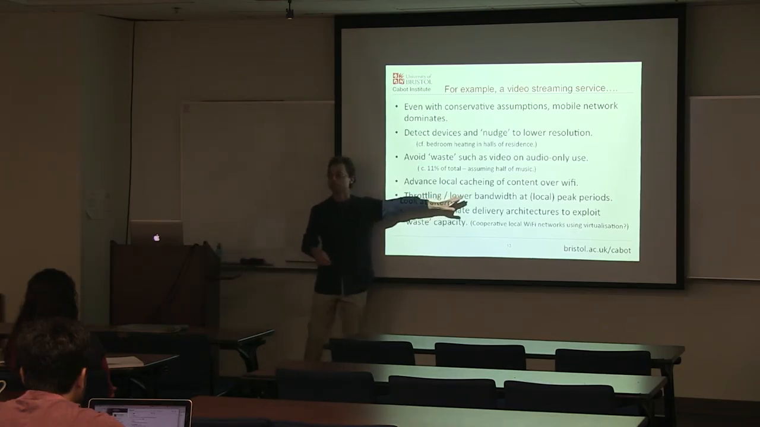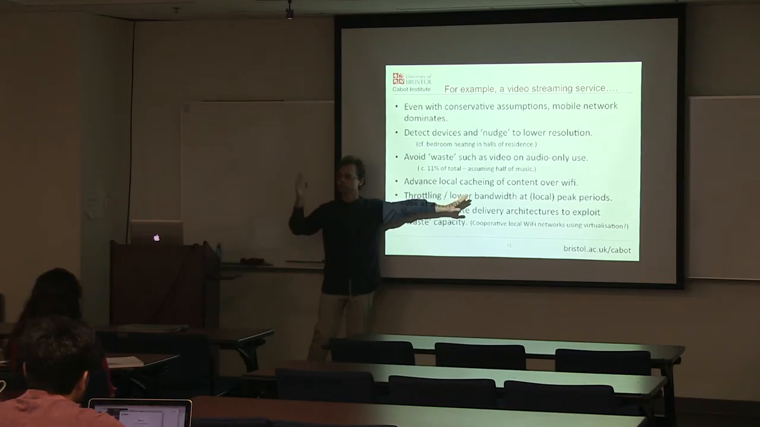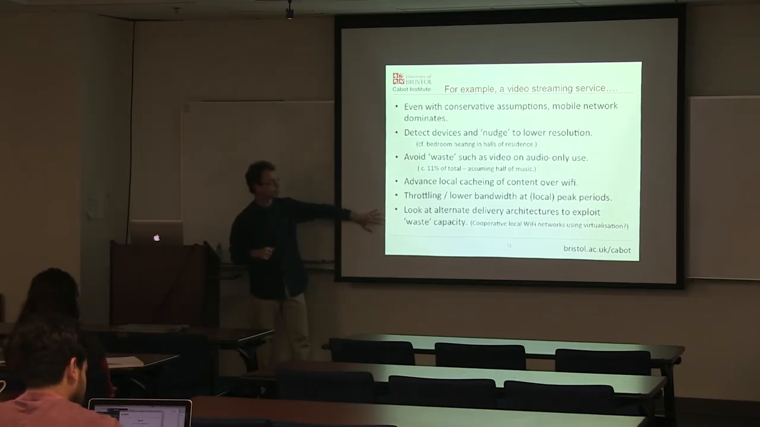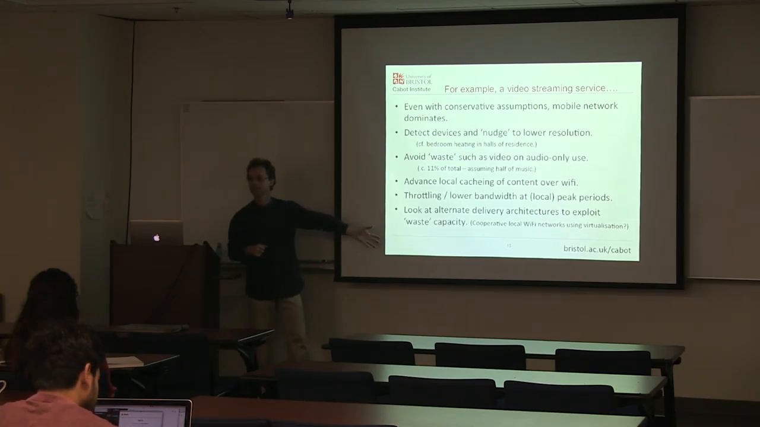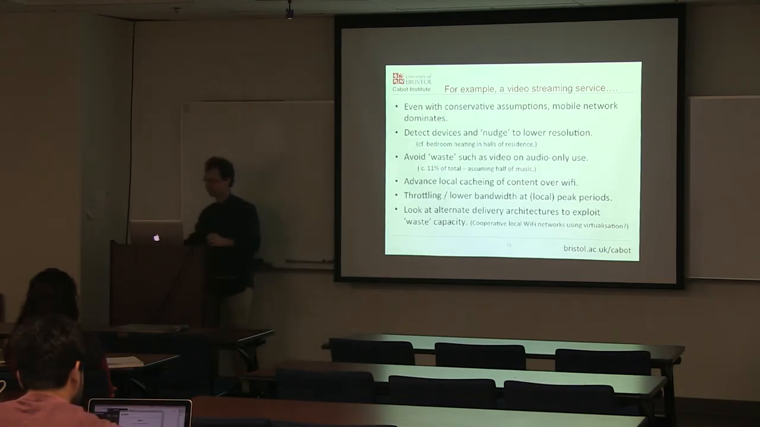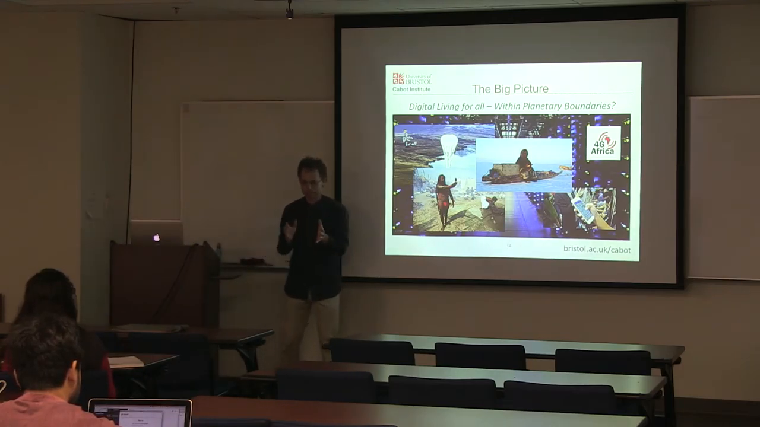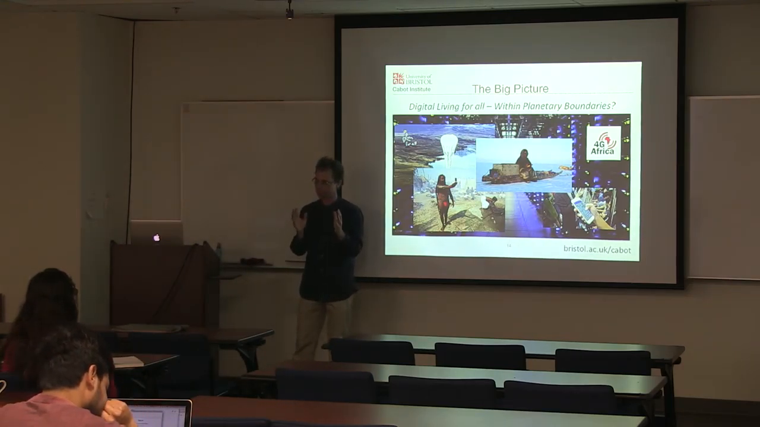When you've got a peak period on the network, you could throttle back. You could have default lower resolution at that time, for example. And also look at alternate delivery architectures to exploit waste capacity, like cooperative local Wi-Fi networks. So if I was at Google, I would be talking to network providers about alternative ways of more efficiently providing the mobile service over time. So that is about making products greener, and I think that's important, but that's only one step.